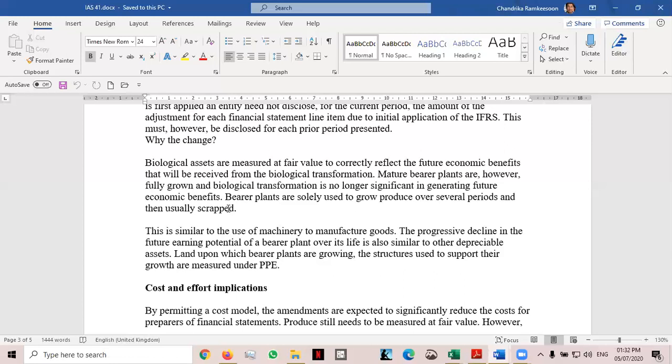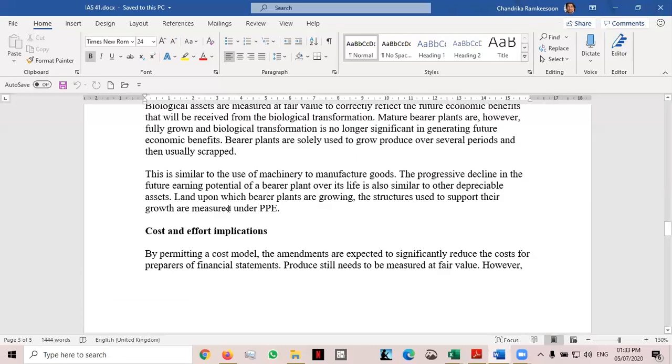Bearer plants are solely used to grow produce over several periods and then usually scrapped. This is similar to the use of machinery to manufacture goods. The progressive decline in the future earning potential of a bearer plant over its life is similar to other depreciable assets. And I think that's perhaps one of the reasons why the plant itself was moved from IAS 41 and put under IAS 16 because of the similarity.